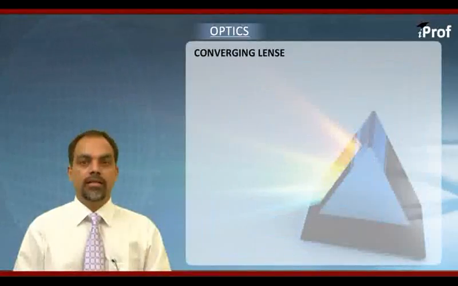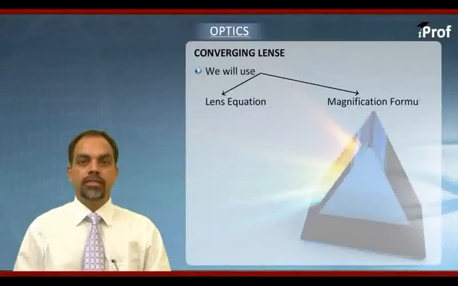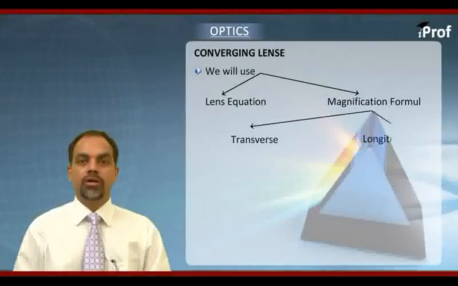Now let's enter into details of converging and diverging lens. So first we are going to talk about converging lens in detail. And in every analysis we'll be using a lens equation and magnification formula. Now in numerical problems we find that transverse magnification or longitudinal magnification is not categorically specified. So we have to understand from the context of the problem whether the magnification being referred is transverse or longitudinal.